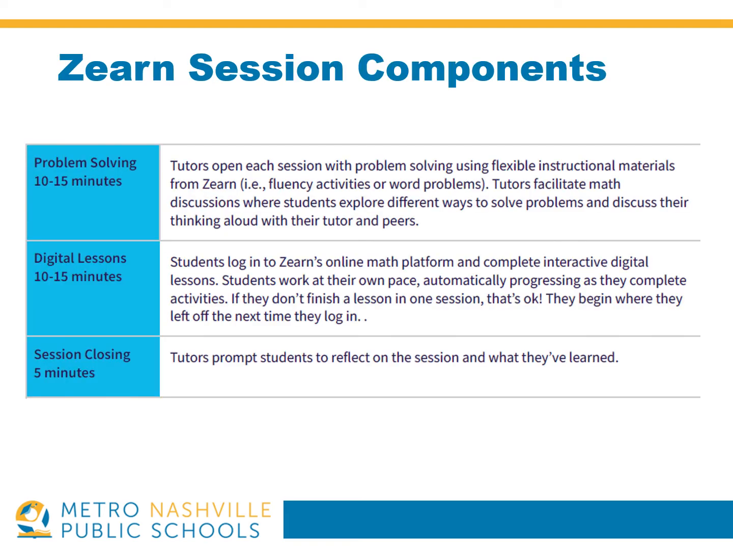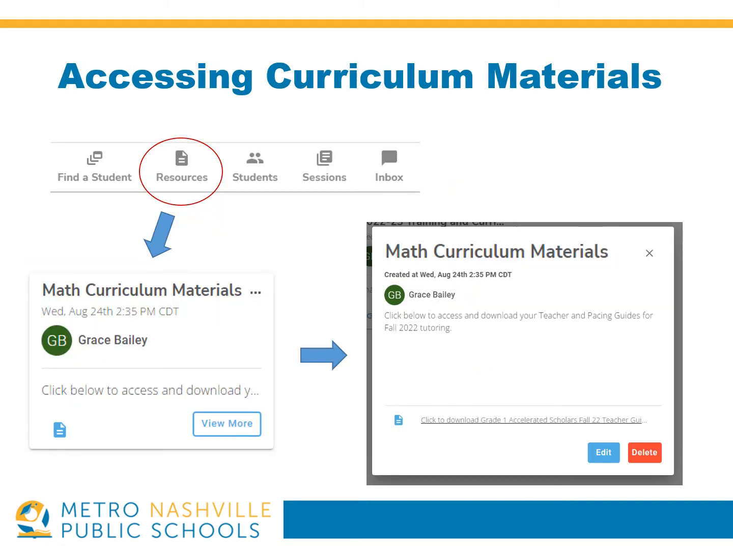As a reminder, we'll focus on the 3 Zearn session components: problem solving, digital lessons, and a session closing or reflection time. To access your curriculum materials, you can go directly to Go Schoolbox and click on the Resources tab of your top menu bar. You will then select View More for the resource you want to access, and you'll be able to open or download the document. Curriculum resources and these training modules are available through both Go Schoolbox and the Tutor Resources page of the MNPS website.